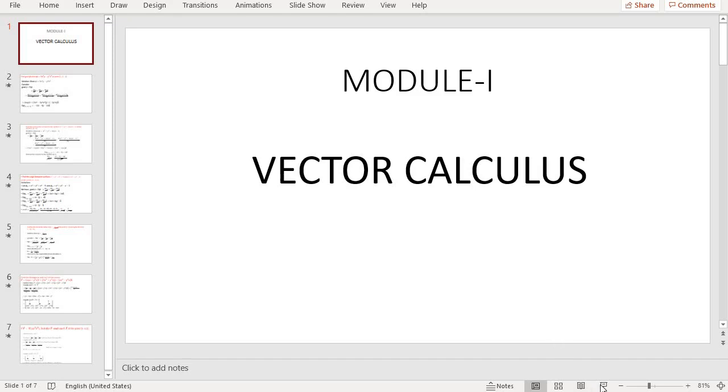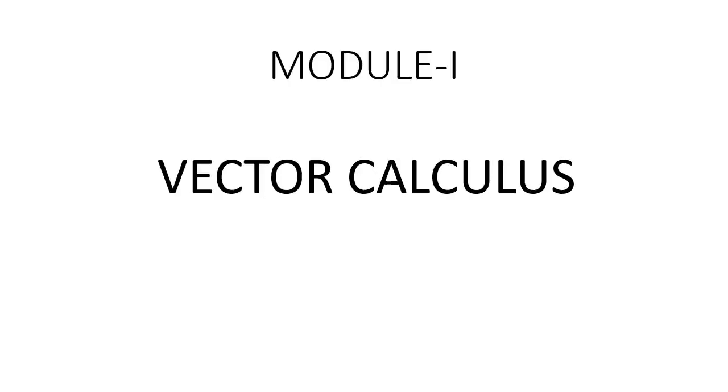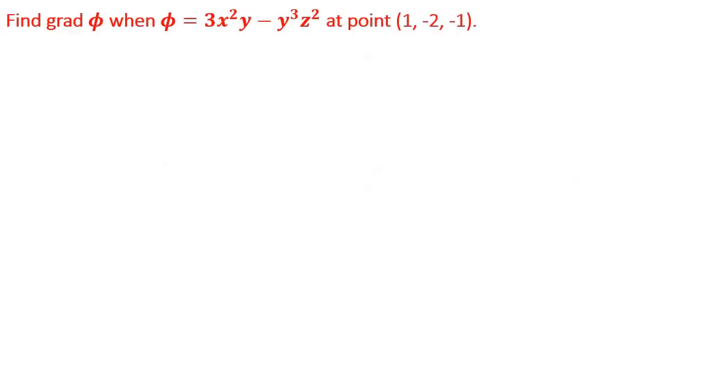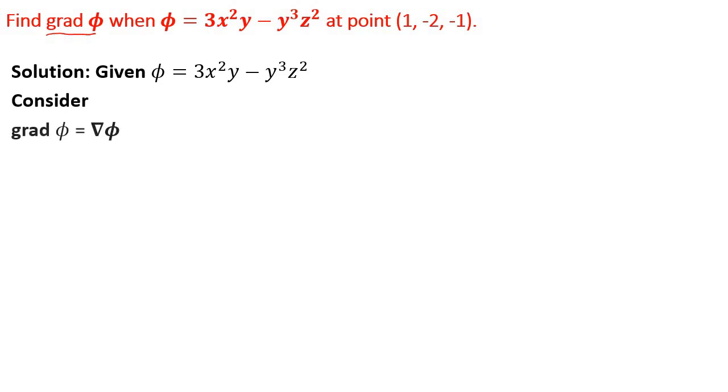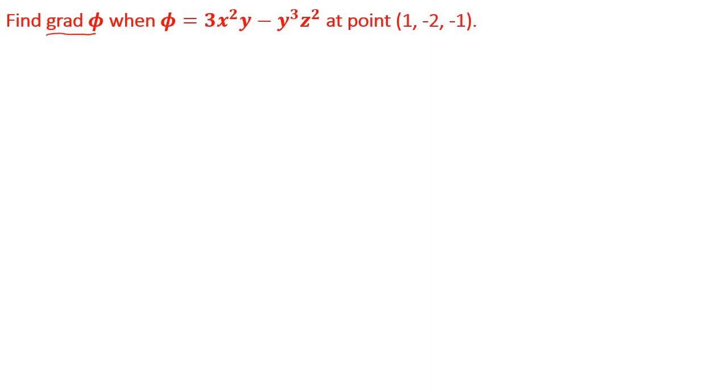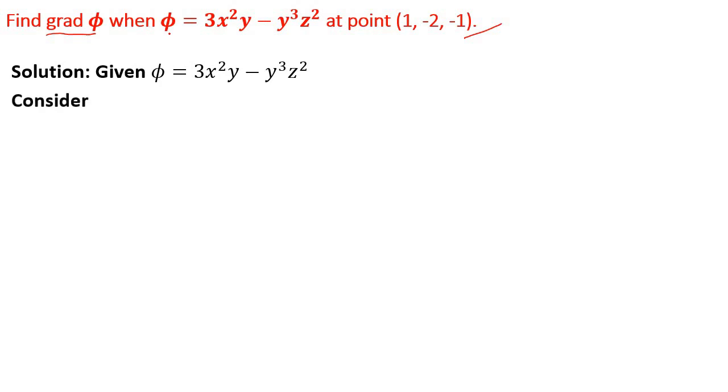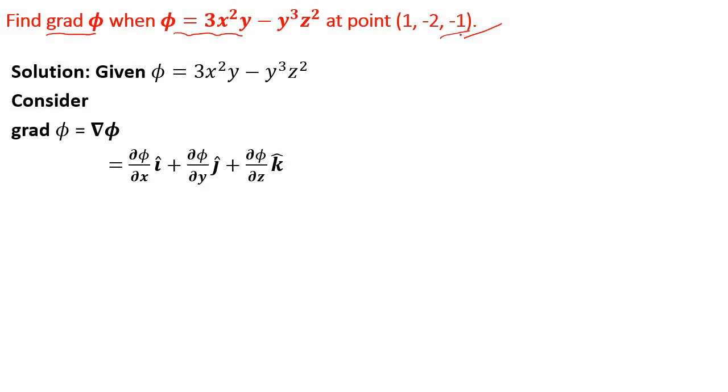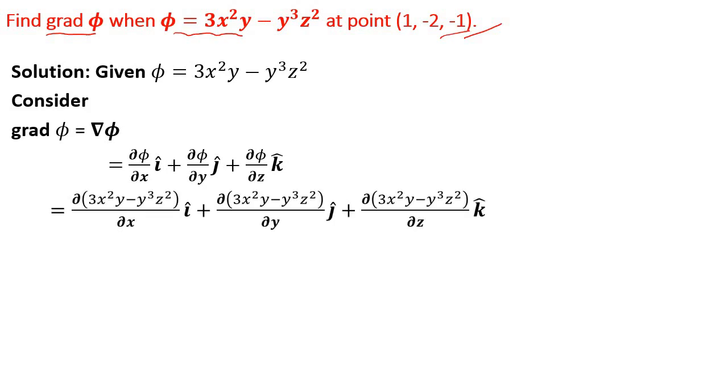First one: find grad phi. Grad phi means find the gradient of a scalar, where phi is equal to 3x squared y minus y cubed z squared, at the point (1, -2, -1). So we need to find the gradient of the given scalar at this point. Sometimes the point may be given, sometimes we won't give any point, and we just need to find the gradient of the scalar.